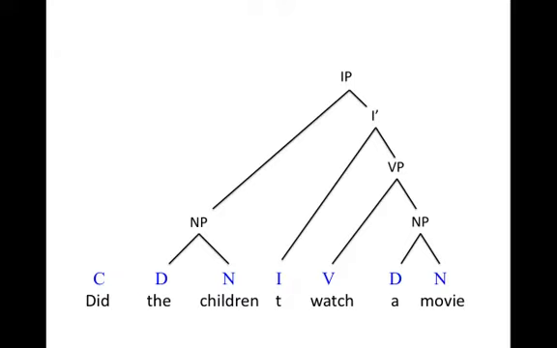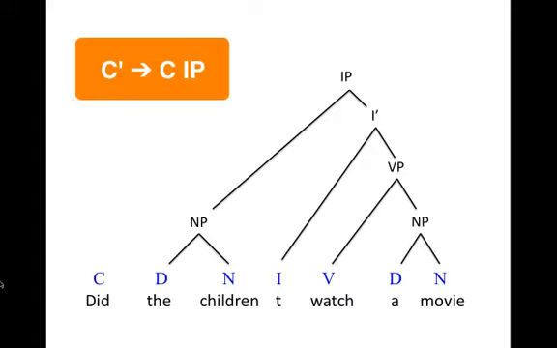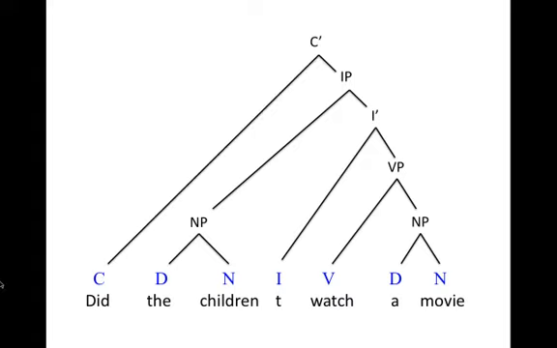All right, the tree is not complete now because we have one element, this did, that's kind of hanging out in space. We can't have that. We have to have every element in the sentence being attached to some other part of the tree. So the way we're going to do this is we're going to say that a C can combine with an IP to create a C bar. And just like an I bar over here has on top of it an IP, a C bar is going to have on top of it a CP.